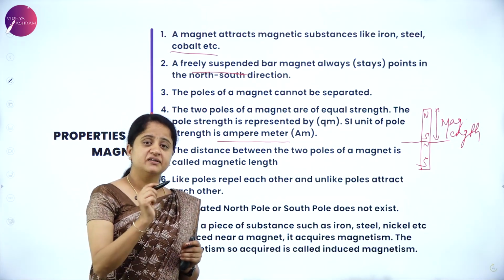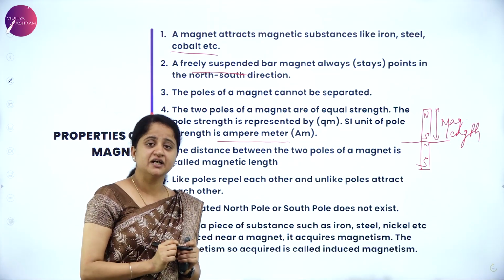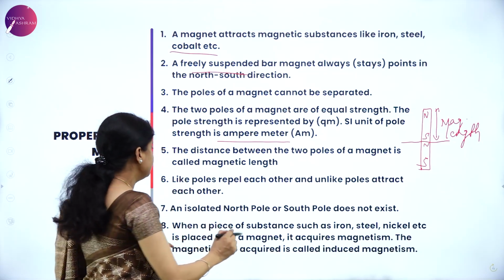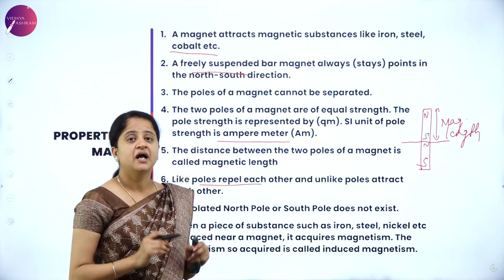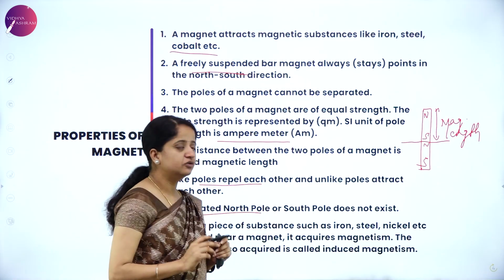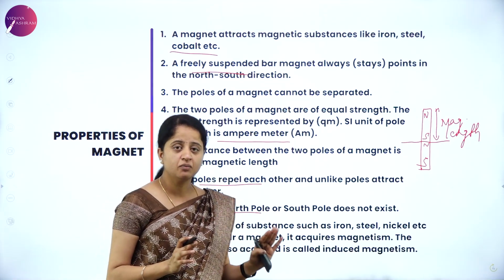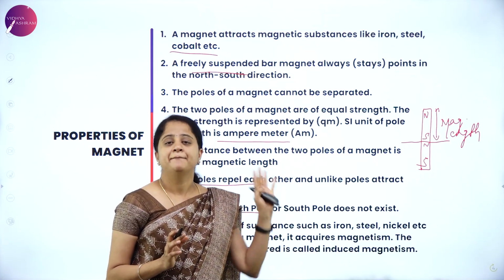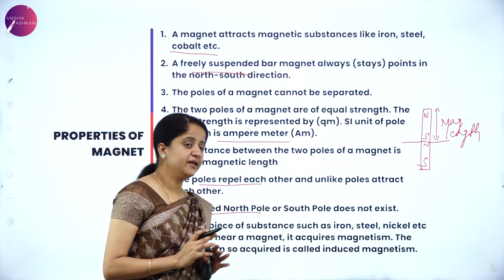Basically, we all know this very familiar property of magnets, that like poles of magnets repel each other and unlike poles attract each other. An isolated north or south pole does not exist, because there is no monopole in magnets. It is always dipole in nature.